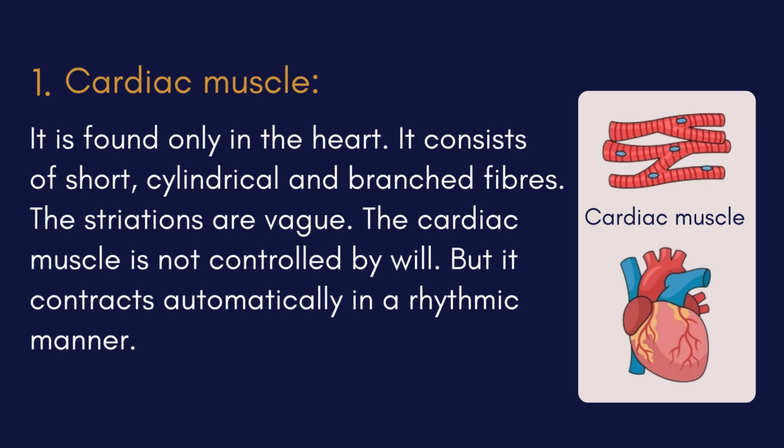Cardiac muscle. It is found only in the heart. It consists of short, cylindrical, and branched fibers. The striations are vague. The cardiac muscle is not controlled by will, but it contracts automatically in a rhythmic manner.